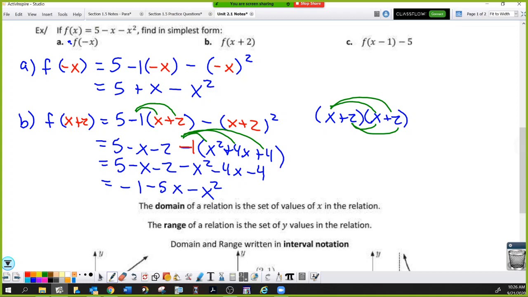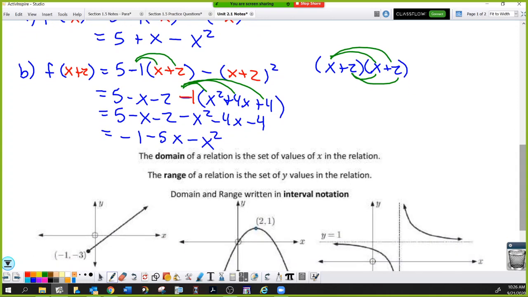Let me scroll so that everybody can see over their desk shields. I'll go back up to do part C. Questions, comments, or concerns with that kind of substitution?